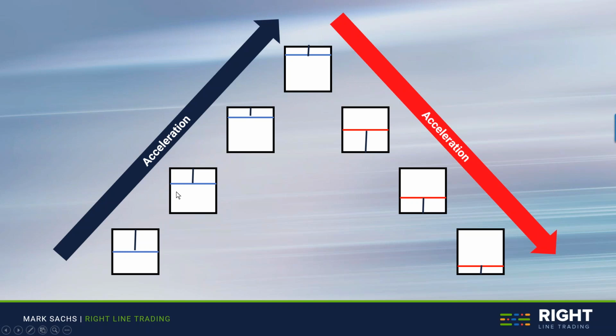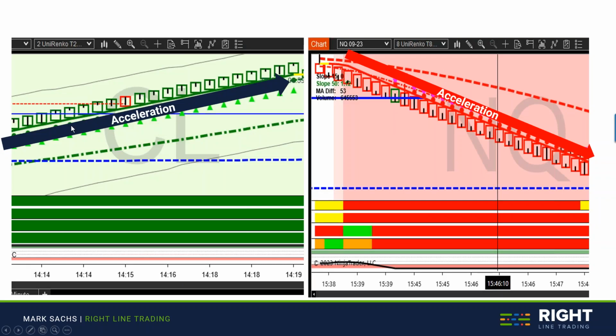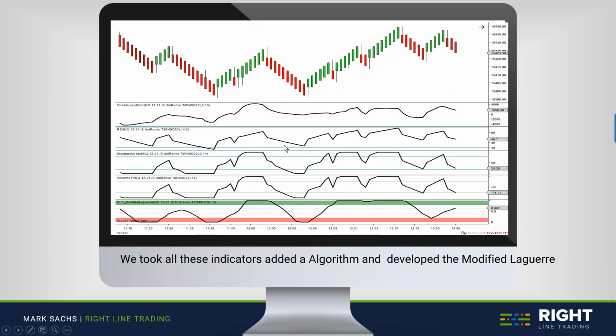So as you're getting acceleration and momentum, the wicks inside the Renko bars get smaller as we get more acceleration. So you can see this here. It's going up, and you see the wicks are small, small, small, small, small. Then we got a little bit of a pullback here. That's how we tell the acceleration, and the same way to the downside.